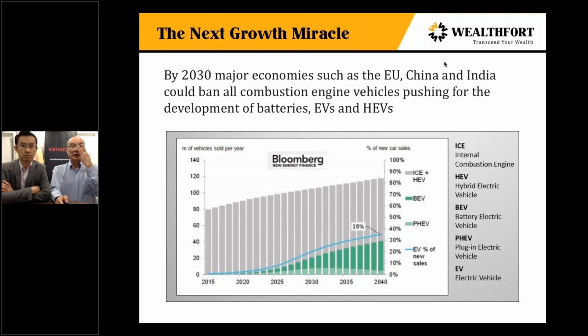So when it comes to this kind of technology, yes, electric vehicles could be something that you should look at. But right now, it's not the time.